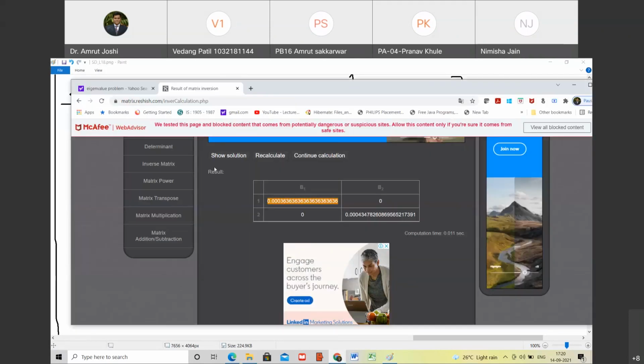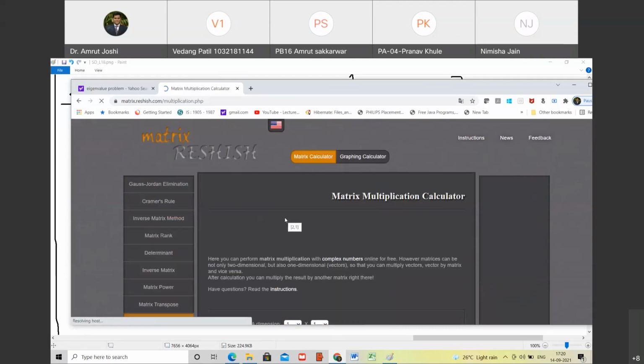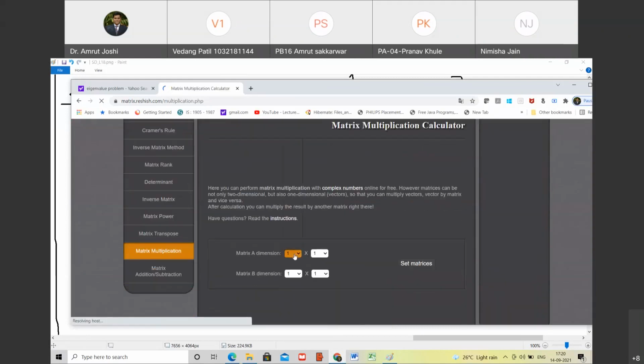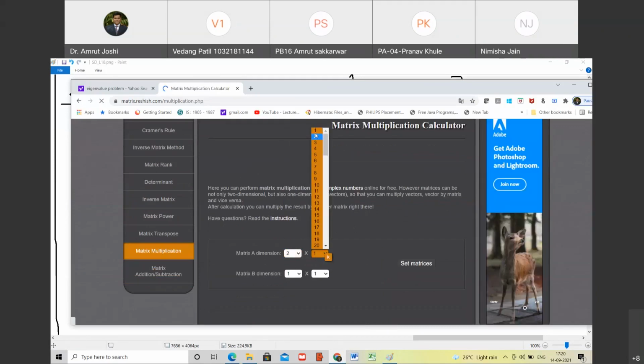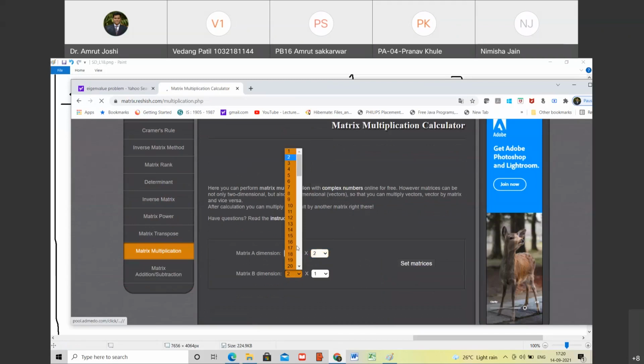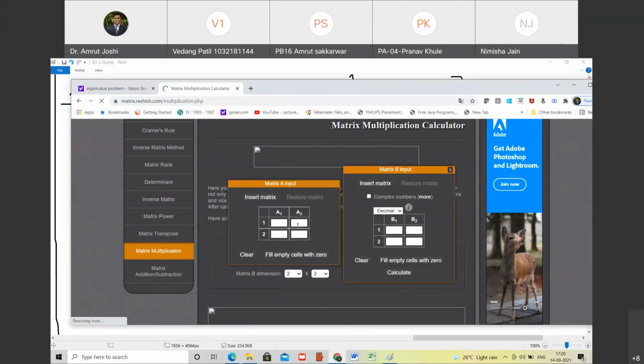How to do this multiplication? Again, I am going to do this multiplication online. Are you with me? Matrix multiplication, matrix dimension. What is the dimension of the first matrix? 2 cross 2. What is the dimension of the second matrix? 2 cross 2. This all can be done on your calculators. Are you with me? Set matrices.